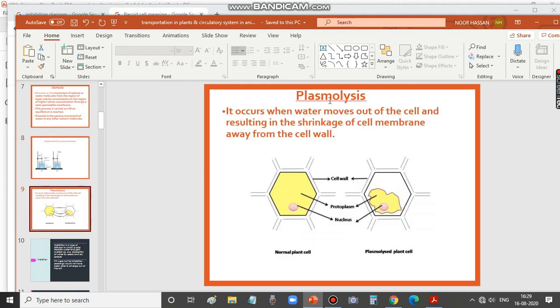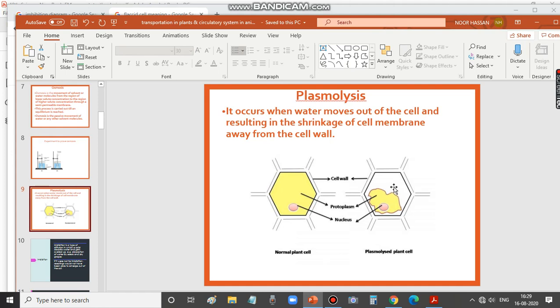Here is a term which refers to plasmolysis. Plasmo refers to plasma membrane, lysis refers to disfiguration or destroy. It occurs when water moves out of the cell, resulting in the shrinkage of the cell membrane away from the cell wall. You can understand this is the normal cell, and this outside is the cell wall, and inner to that is the cell membrane, the plasma membrane.